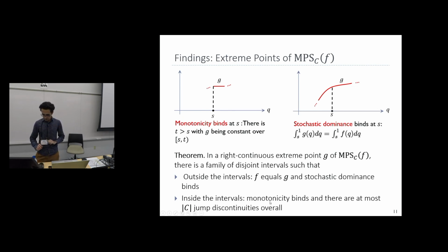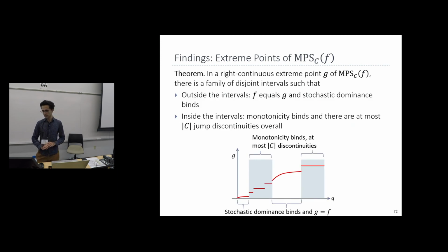It might be a little bit difficult to parse the theorem, so I will explain it on the picture. The theorem says that for any right continuous extreme point g, there is a family of disjoint intervals. Here I have shown them with these highlighted rectangles. Outside the intervals, the extreme point is just equal to the function f. Inside the intervals, the extreme point is piecewise constant. The number of jump discontinuities over all intervals is bounded by the number of constraints.